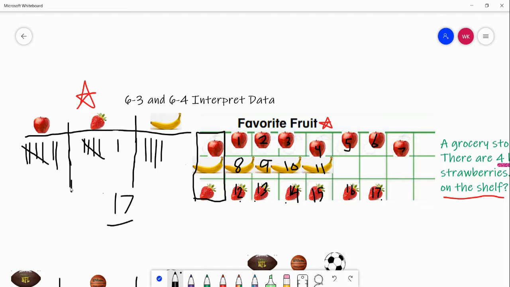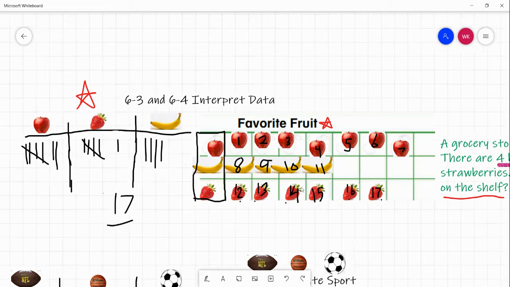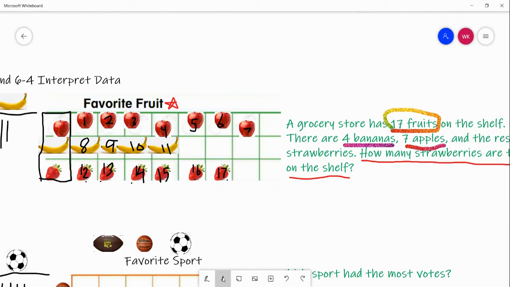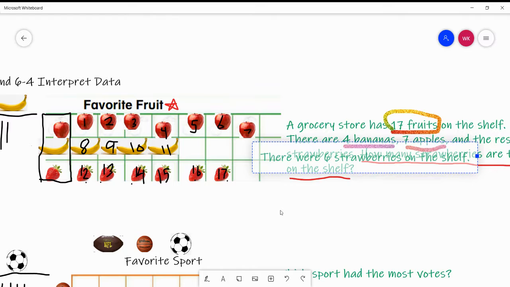But now we know, I'm going to put it over on our question. We had 6 strawberries. I'm going to write, there were 6 strawberries on the shelf. All right, and then I'm going to put that down here.